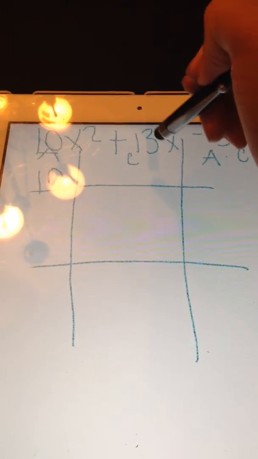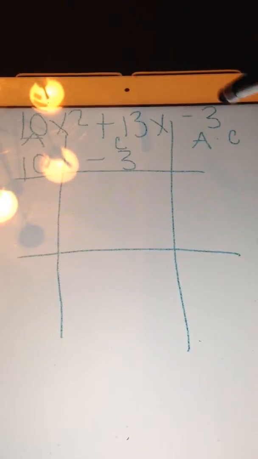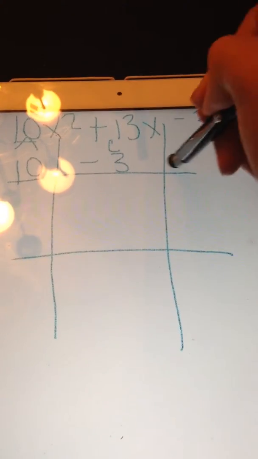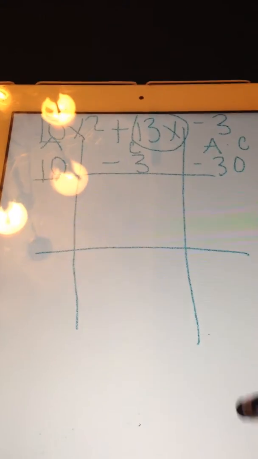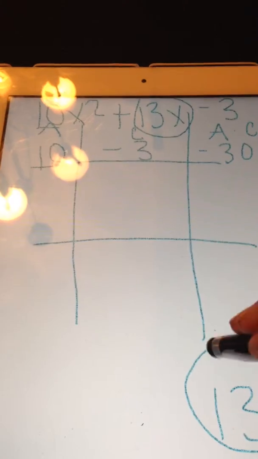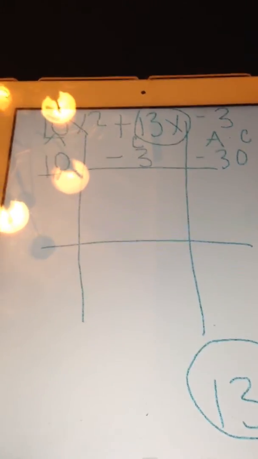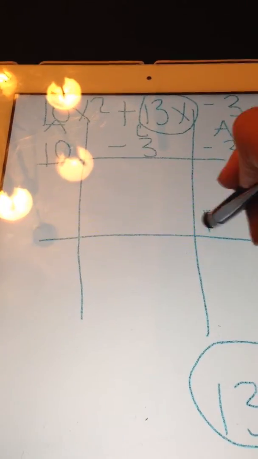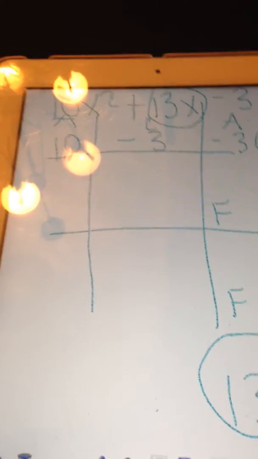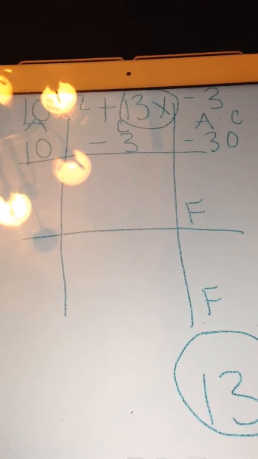Next, we're going to put the negative 3. And next we're going to do A times C, which is 10 times negative 3, which equals negative 30. So now we come around to our B. So our B, we're not actually going to put this in the tic-tac-toe, but it is very important still. So how are we going to get 13 and negative 30? Well, we have to do our factors, because these are going to be both factors of 30, but this plus this is going to equal 13.